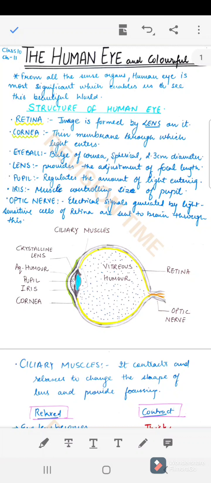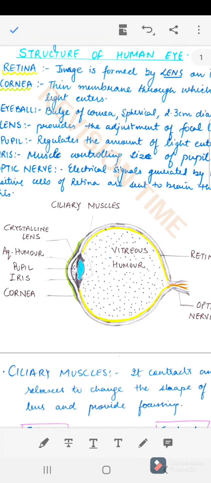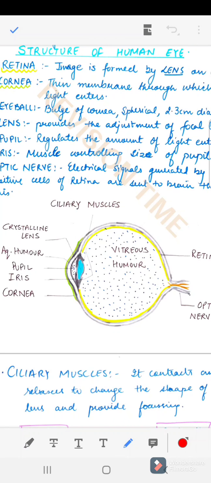So today I am going to start with the chapter Human Eye and Colorful World. First of all, let us see the structure of the human eye. So here we have the structure of the human eye. First here we have the cornea, which is a membranous part, and the bulge of the cornea here is known as the eyeball. The light enters from the cornea and eyeball. It is spherical, having a diameter of 2.3 centimeters.